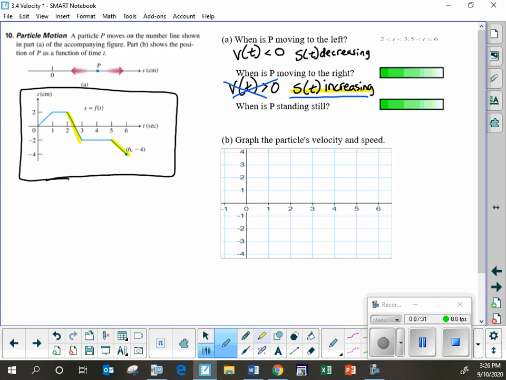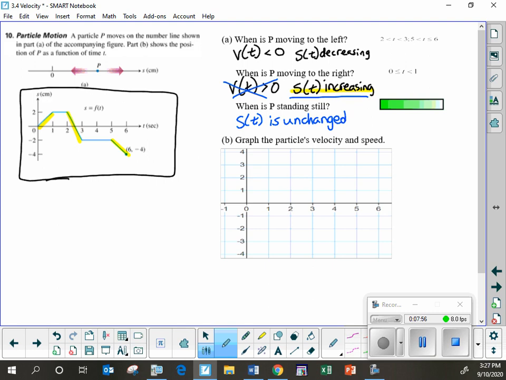And let me see if I can get this one right. I see increase only from time 0 to 1. Yay! Woo! When is P standing still? Well, P is standing still when the position is unchanged. S of t is unchanged.